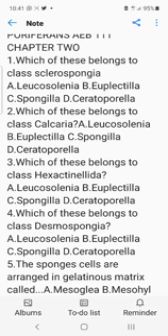Okay. Number 4, which of these belongs to class Demospongiae? Could it be A, B, C, or D? Please, the Spongilla belongs to class Demospongiae.